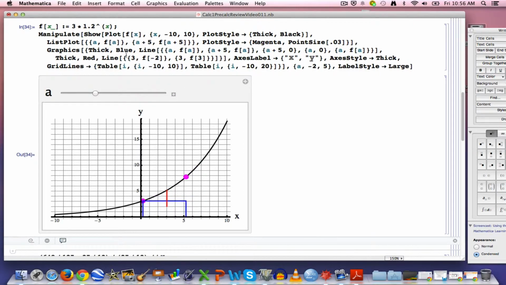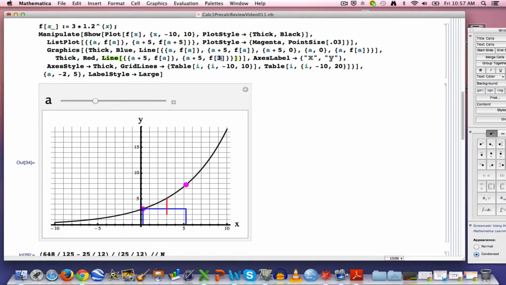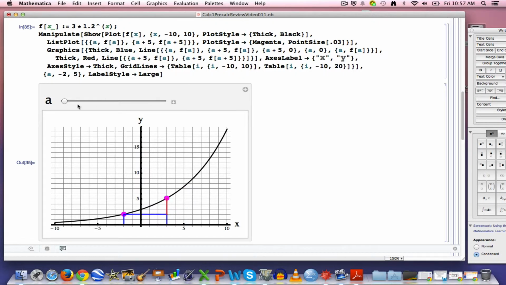Now I want to change the location of the red line. I want to have an a plus 5 there and an, oops, 5, not b, and an a here. Then an a plus 5 here and an a plus 5 here. So effectively it looks like I'm changing all the -2's to a's and all the 3's to a plus 5's. All right, there we go.